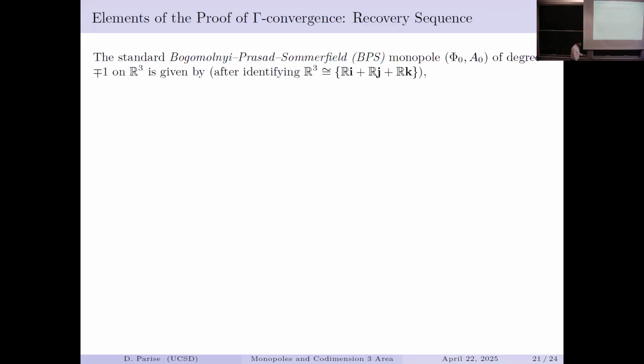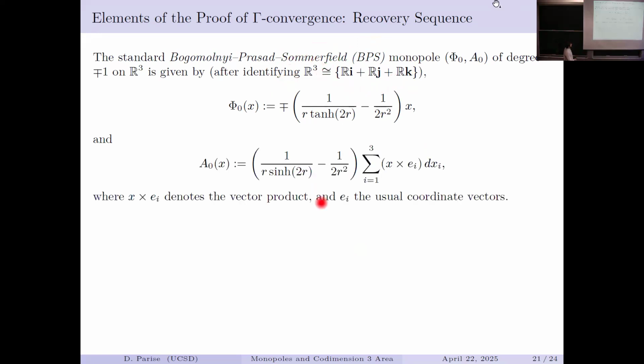So the building blocks for the recovery sequence part are these objects that Bob already mentioned earlier. These Bogomolny-Prasad-Sommerfeld monopoles are special solutions of the monopole equation that take the following form. So phi 0 is the following function, the following section, where again I'm identifying imaginary quaternions with just R3. And in particular, the connection takes the following form. These are special solutions of the monopole equation with energy equal to 4 pi. And we use these as building blocks.